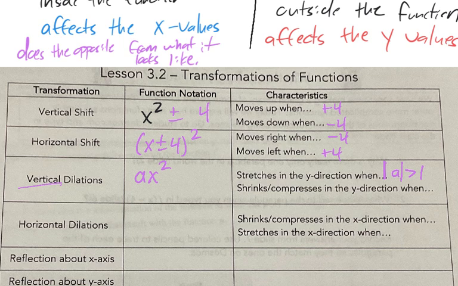When would I shrink or compress it? Absolute value of a is less than 1. But it also has to be bigger than 0, right? I'm not going to write that on there, but 0 is less than 1, but 0 makes it not even the parent function it was originally. So you're never going to see one that's 0, but technically it has to not be 0 too.